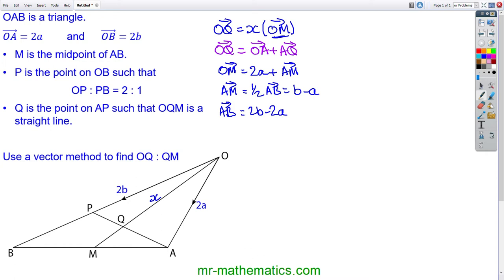So now we have A to M. We can substitute this into here. So O to M will be 2a plus b minus a. So O to M will simplify to make a plus b. So now we can write this as O to Q, which is x lots of a plus b. So now we need to work out O to Q here. And we know that O to A is 2a, so we need to work out A to Q.